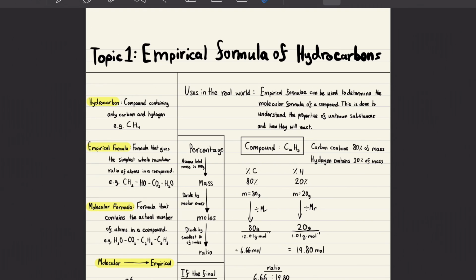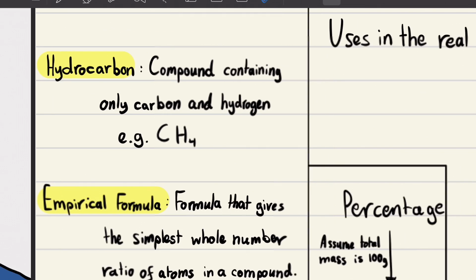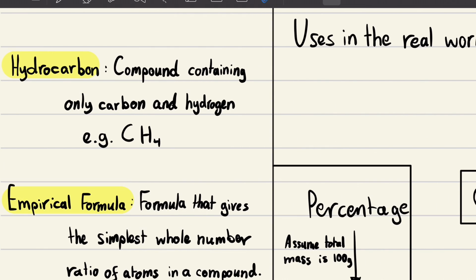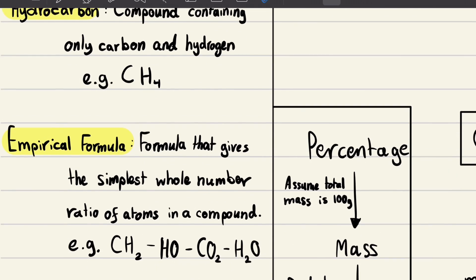And if you perfect it, then it's a really good way to guarantee 5, 6, maybe even 7 marks out of your exam. So to start off, we're first going to define some key concepts. Now, a hydrocarbon is simply any compound that only contains carbon and hydrogen.